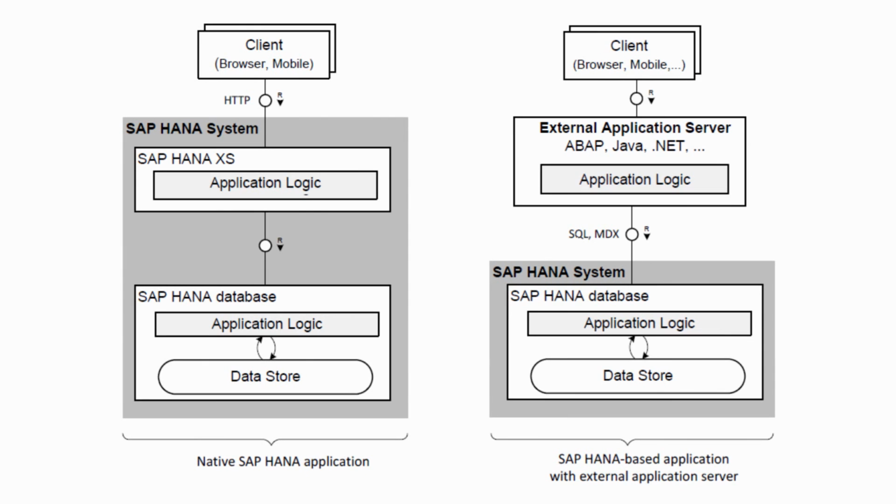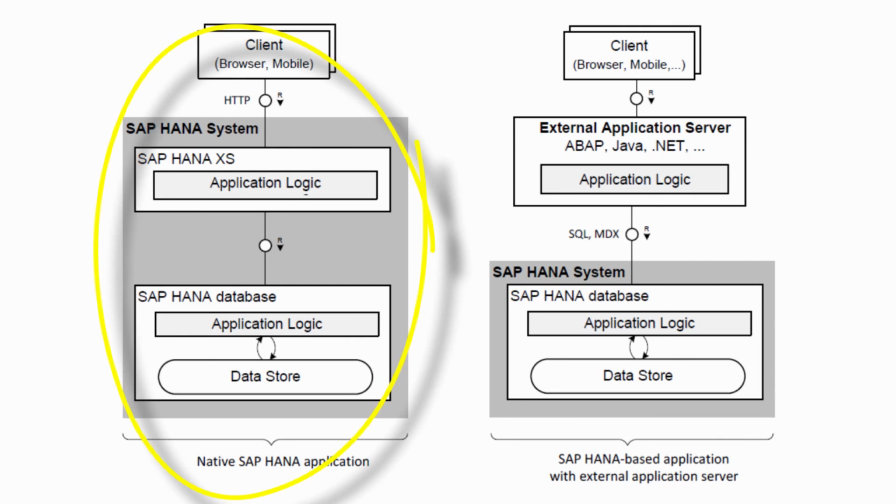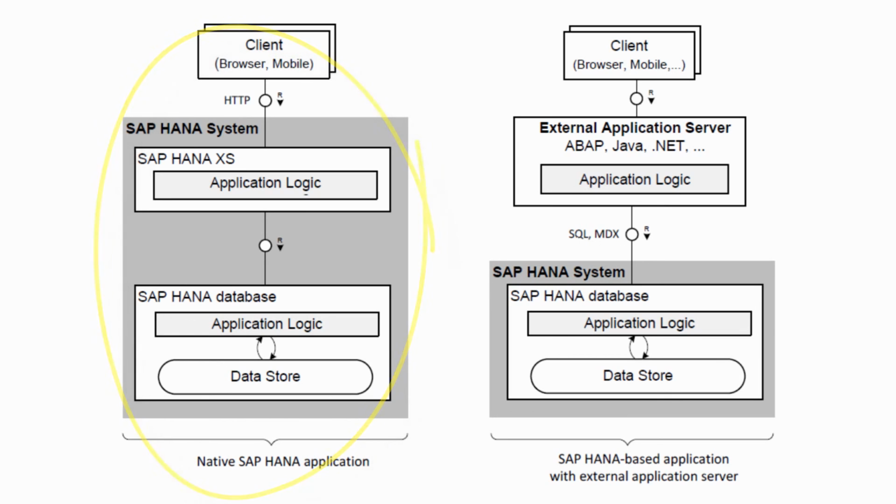Now, the main advantages of this built-in application server can be seen here. With an external application server, you will need to transfer all the data that's needed for processing from the database to the application server. With HANA XS, both application server and database have direct access to the data store. No need to move any data. All the processing takes place in memory and at the location where the data is stored.